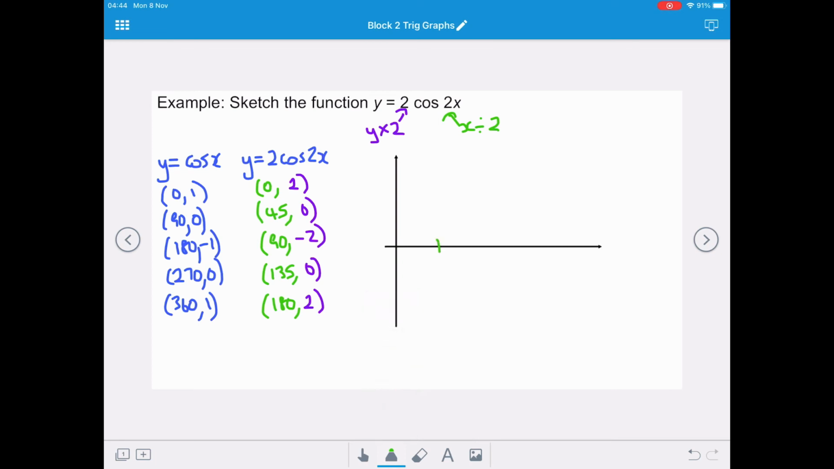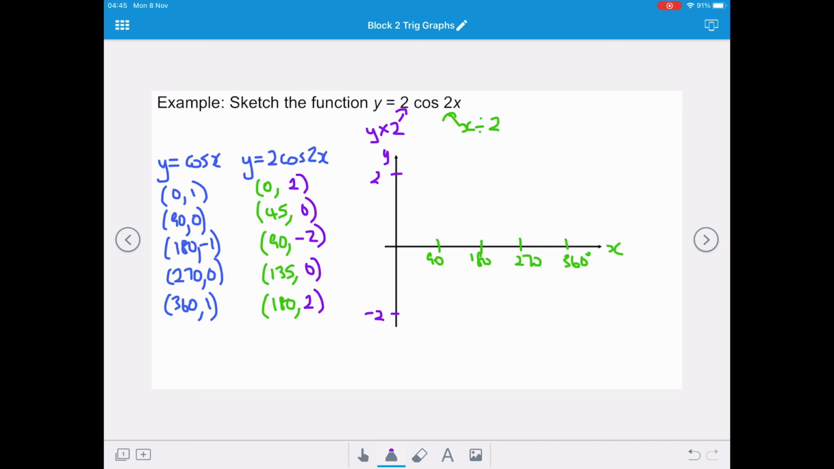So again, we're going to split our x-axis into its four quadrants at 90, 180, 270, and 360. And when you're sketching this yourself, please use a ruler to make sure that these are evenly spaced. And our y-axis is going from a maximum of 2 to a minimum of negative 2. Again, make sure these are evenly spaced.